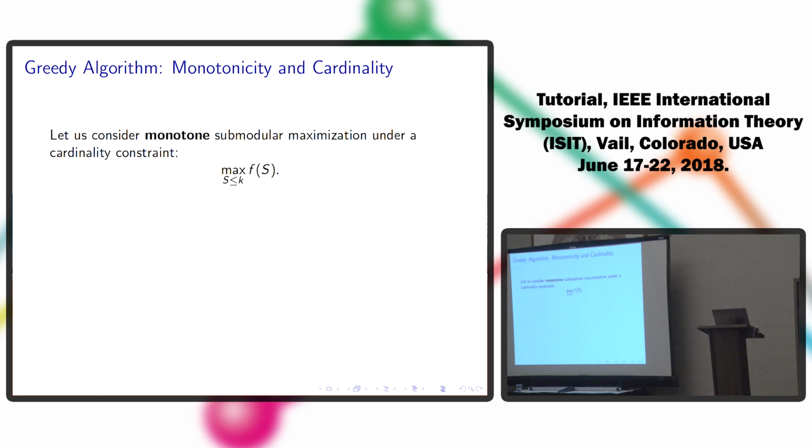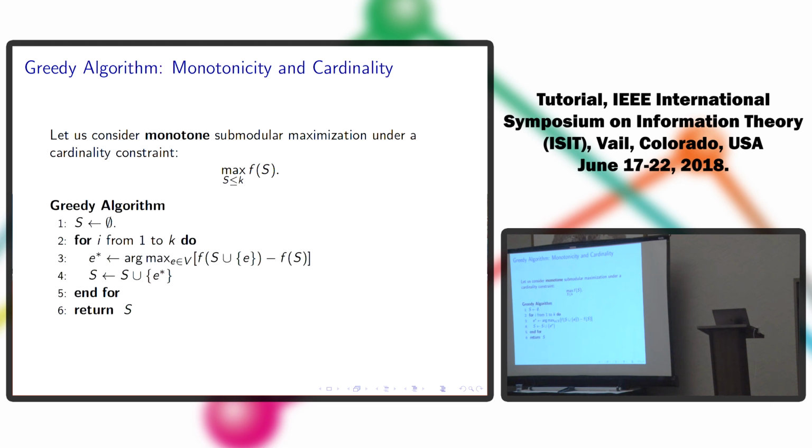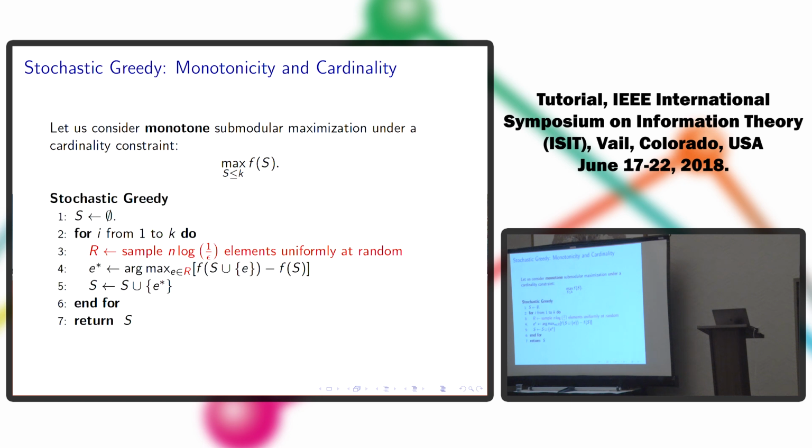I have a monotone submodular function, and I have a cardinality constraint. The algorithm of choice was the classical greedy algorithm that goes k times over the data, each time finds the best element that maximizes the marginal gain. How can I randomize the algorithm? There is a very simple trick. Instead of looking at all elements from the ground set, let me subsample them. Okay?